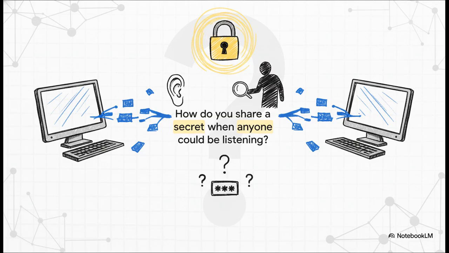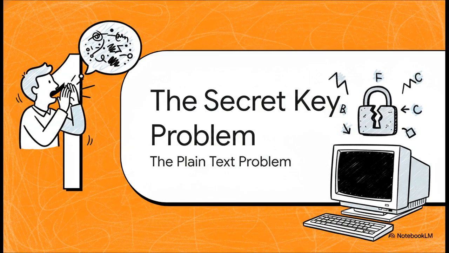But first, let's start with the big problem. Think about it. The internet, at its core, is a public space. It's kind of like a giant open room. So when two computers want to talk, anyone could be listening in. So how in the world do you share a secret, like a password, if the very first thing you say could be intercepted by, well, anyone? And that is the core challenge. We call it the secret key problem.